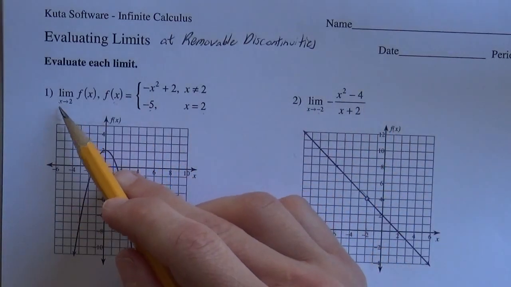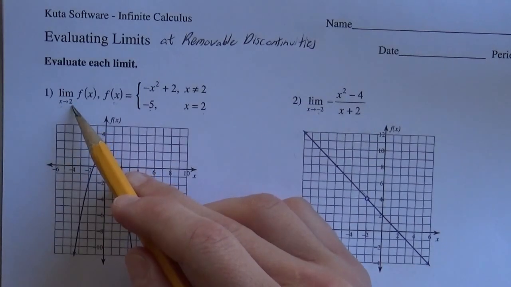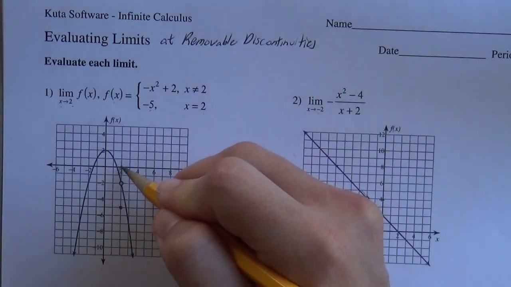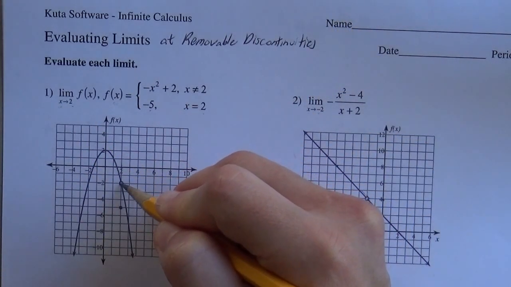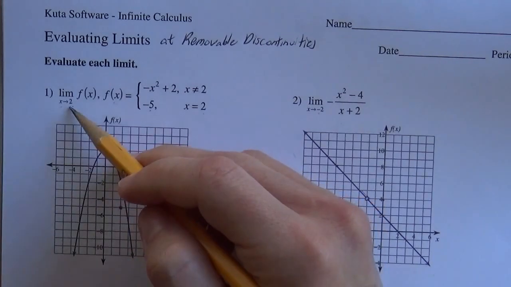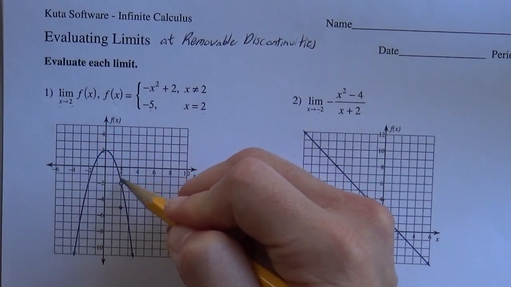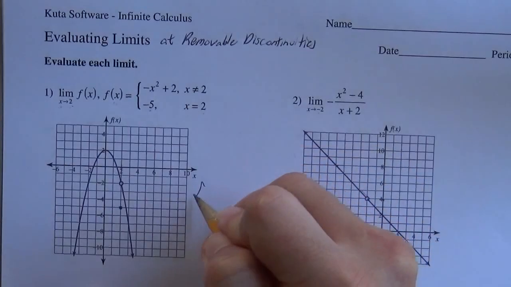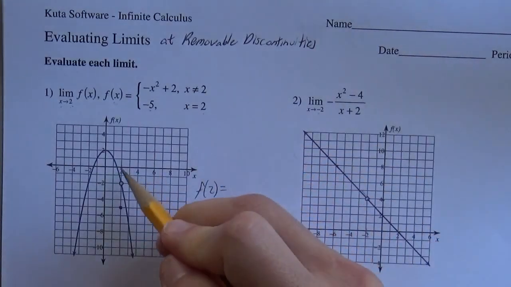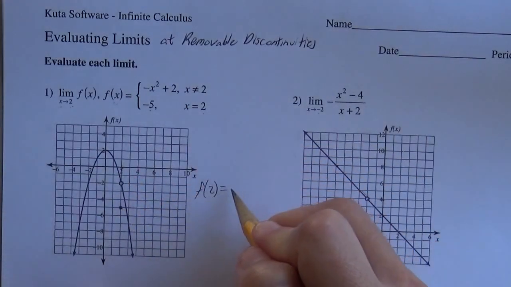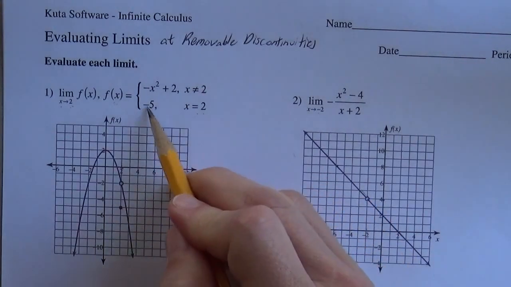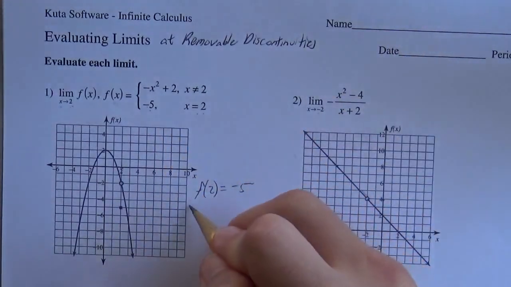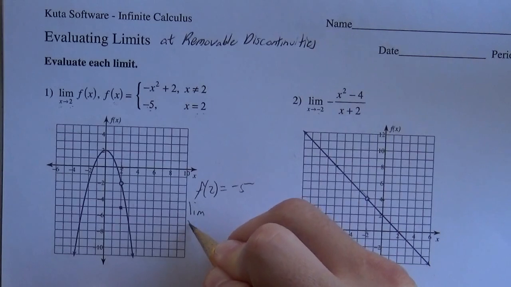And all we're doing is wondering what the limit is when x goes to 2. So what I do is I just say, okay, when x is 2, what's the y value? Or for the limit, what does the y value want to be? Because you can see here that f of 2 is actually -5. When we plug in 2, we get -5. But that's not what the y value wants to be.